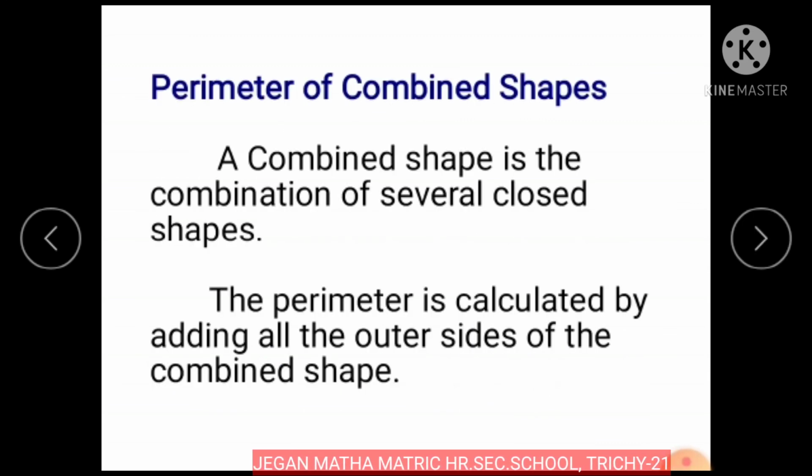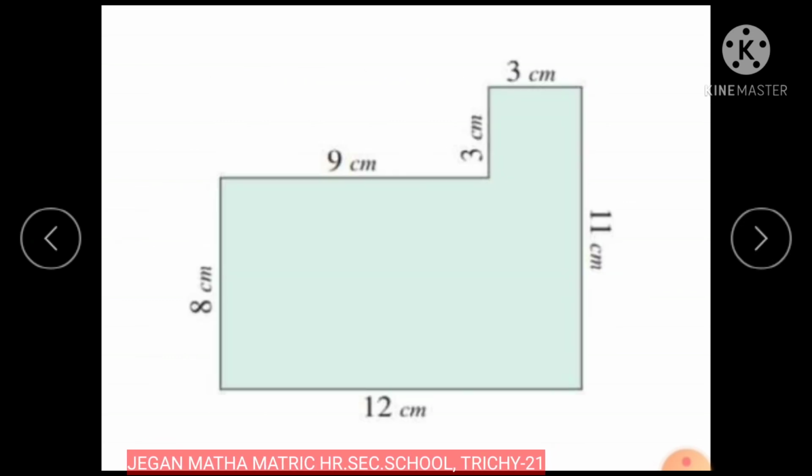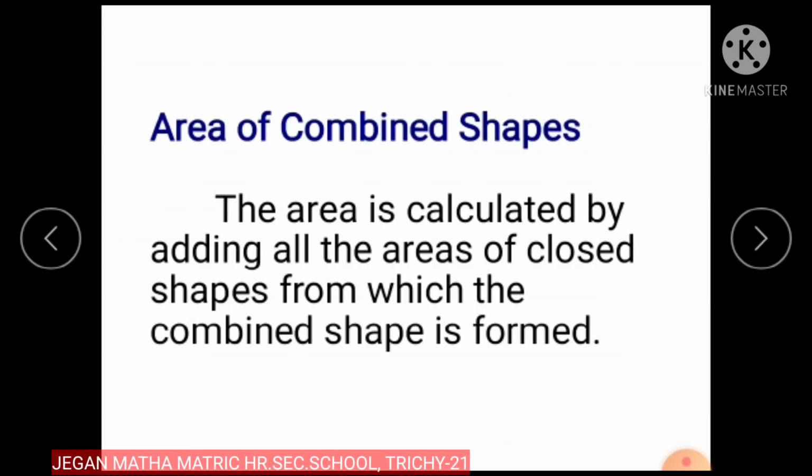Perimeter of combined shapes. A combined shape is the combination of several closed shapes. The perimeter is calculated by adding all the outer sides of the combined shapes. Area of combined shapes. The area is calculated by adding all the areas of closed shapes from which the combined shape is formed.